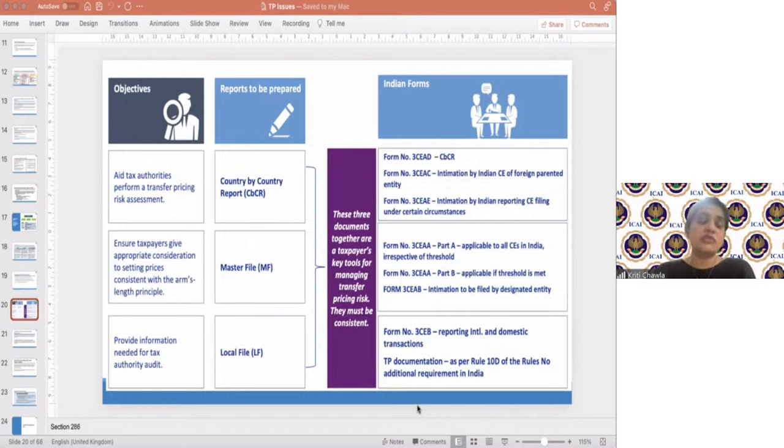Beyond that, they will also have to file a CBCR. The Singapore entity will file a CBCR in Singapore, and that is because the CBCR is filed by the parent entity in the parent jurisdiction. In this situation, you said that the parent entity is located in Singapore, and hence they will be filing a CBCR in Singapore.